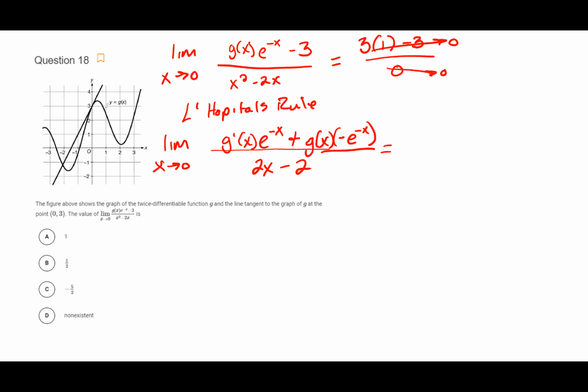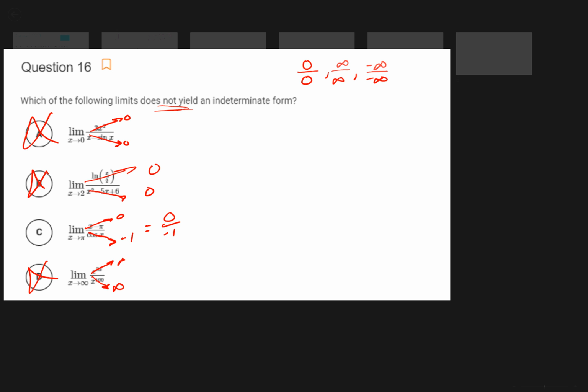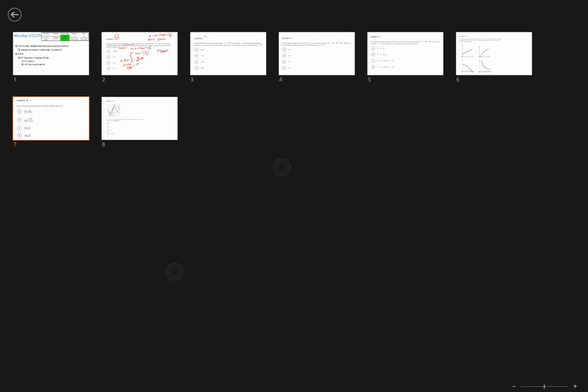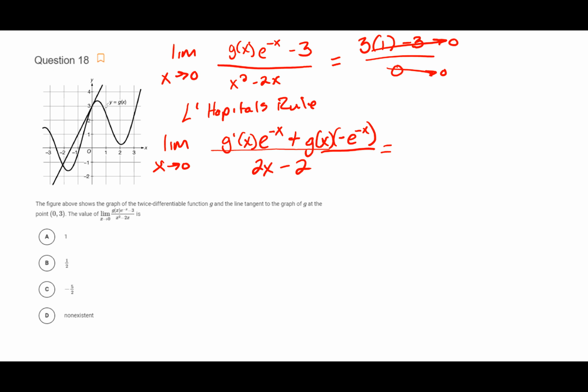what is g prime of 0? 2. Who said that? How do you know that, Leah? Correct. Why is it doing this? We'll get back to it. I don't know why it won't let me zoom in. But g prime of 0 would be the slope of the tangent line here at 0, which is this diagonal line. So we can find the slope of that line if I chose this point right here. So I rose 2 over 1. So g prime of 0 is 2.